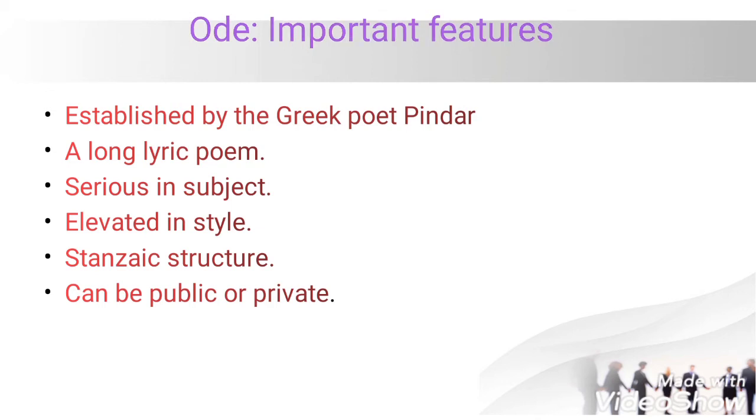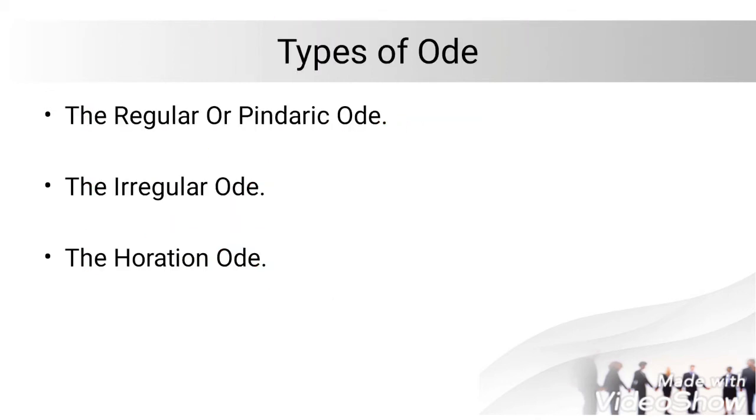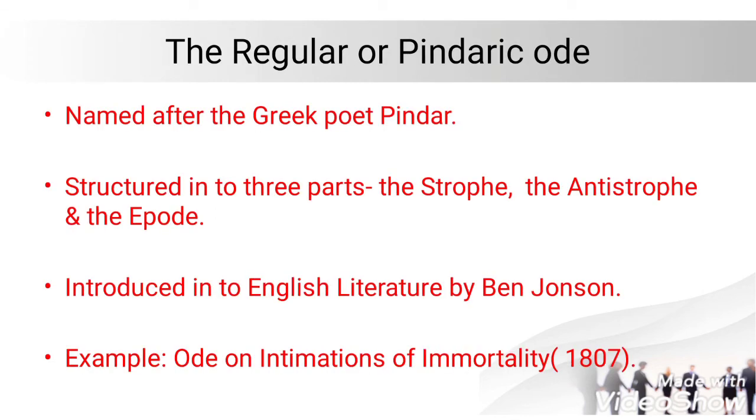Next, we shall talk about types of ode. There are three types of ode, dear friends: the regular or the Pindaric ode, the irregular ode, and the Horatian ode. First of all, we shall talk about the regular or the Pindaric ode. The Pindaric ode was named after the Greek poet Pindar. So, underline it, that Pindaric ode or the regular ode was named after a famous Greek poet Pindar, and Pindaric is the adjective of the noun Pindar. He modeled his odes on the songs of the chorus, that is, a group of actors in Greek drama.